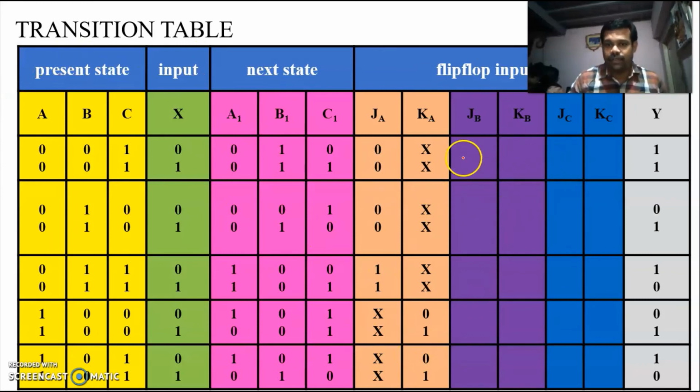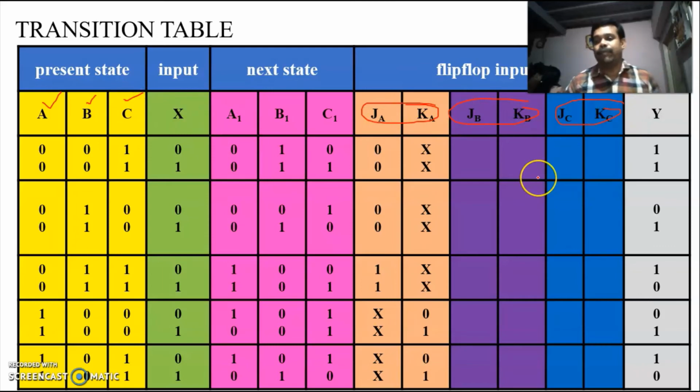Next, we need to find the number of flip-flops. So here, for A you need one flip-flop, that is JAKA, and for B you need another flip-flop JBKB, and for C you need another flip-flop JCKC. So we need 3 flip-flops. Next we need the excitation table to fill these JAKA, JBKB, JCKC.